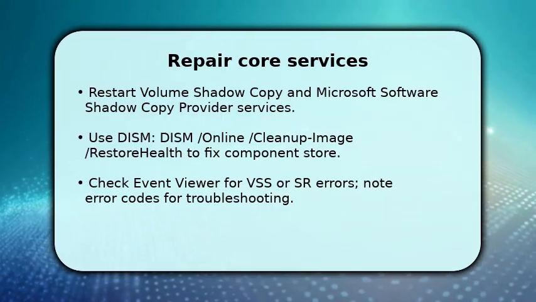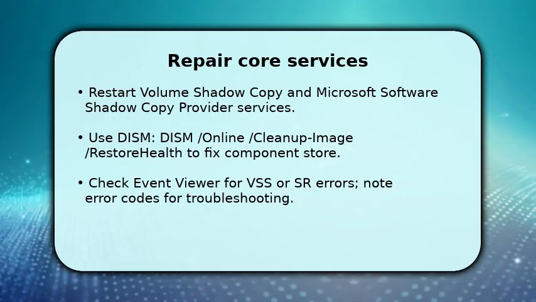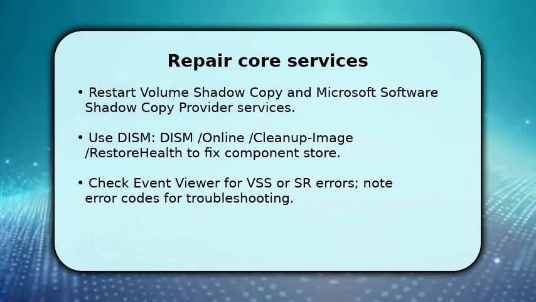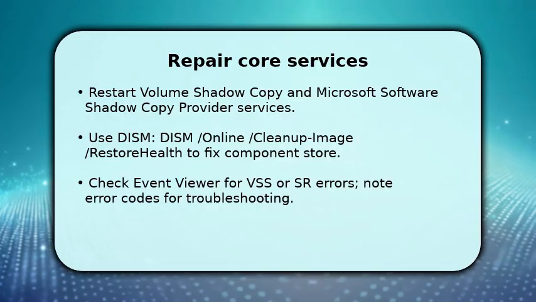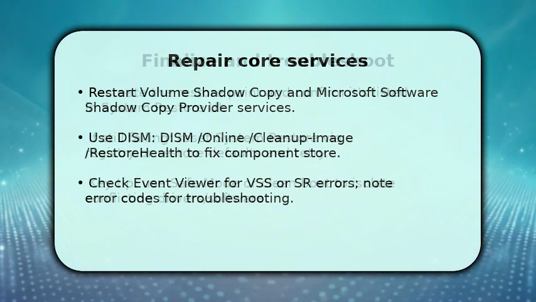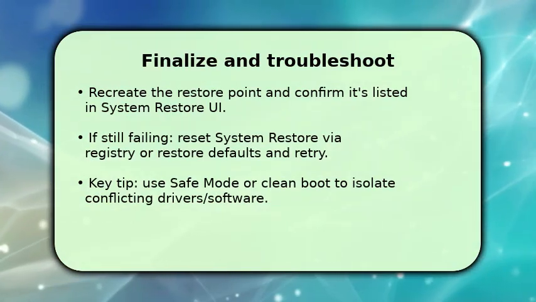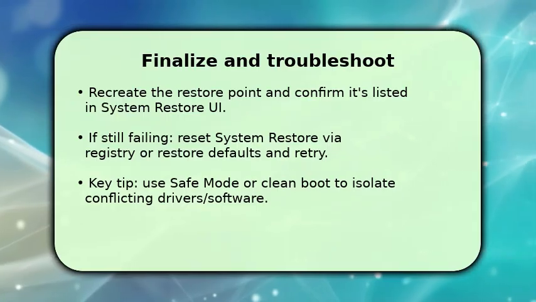If it fails, open Event Viewer and filter for VSS or System Restore errors. Write down any error codes and messages, because those specific codes guide the next targeted fixes and registry checks you may need. Finally, recreate the restore point and confirm it appears in the System Restore UI. You want a clean, successful entry.